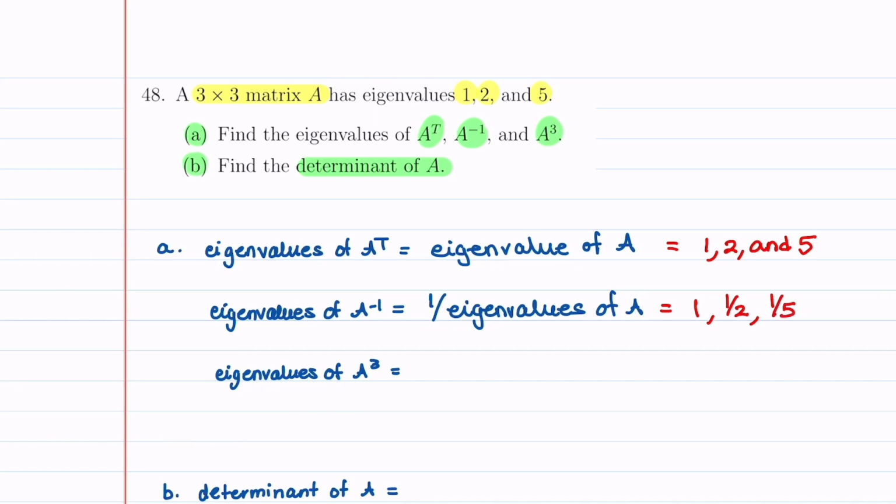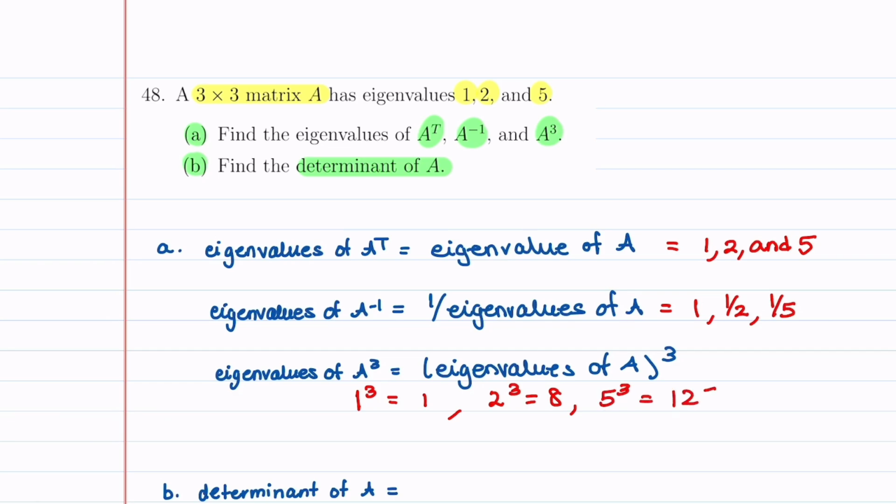Now let's look at the eigenvalues of A cubed. The eigenvalues of A cubed are going to be the eigenvalues of A cubed. So let's see. We're going to have a 1 cubed, which is 1. We're going to have a 2 cubed, which is 8. And then we're going to have a 5 cubed, which is 125. So the eigenvalues of A cubed are 1, 8, and 125.